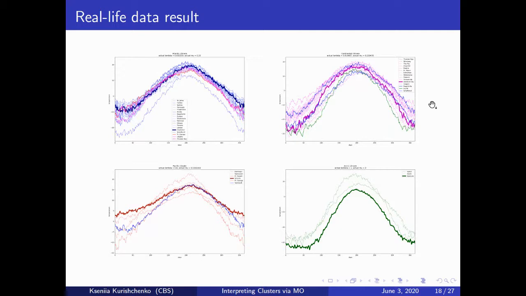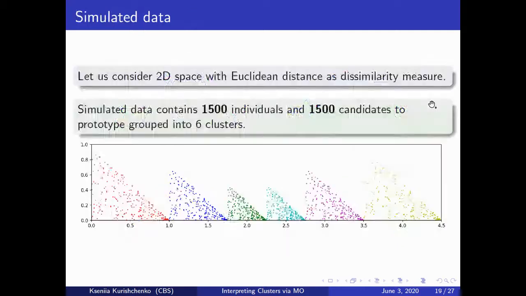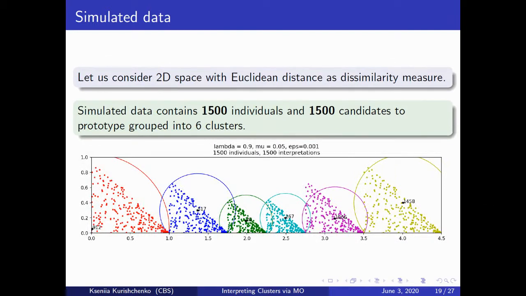Okay, maybe on the simulated data it's going to be easier to understand. We constructed simulated data in two-dimensional space with Euclidean distance, because it's easier to visualize what's going on in our model. We built 1,500 individuals grouped in 6 clusters, which look like this on this picture. And let's look at the results.